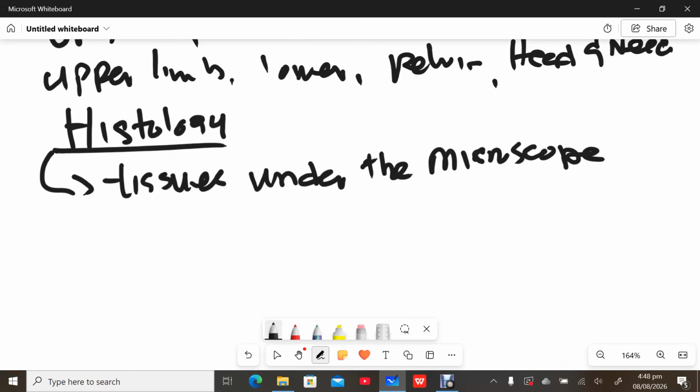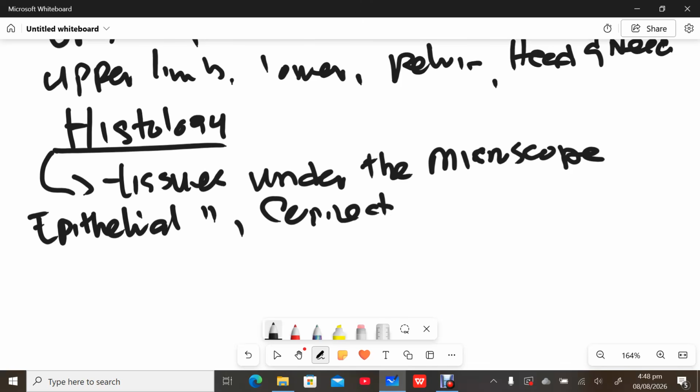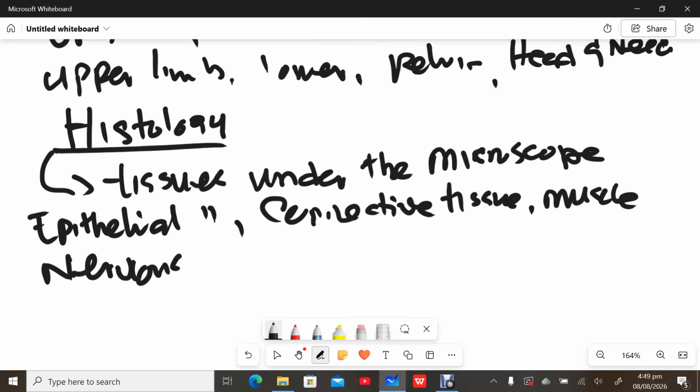Examples of the things that you should expect in histology: epithelial tissue, connective tissue, muscle tissue, and nervous tissue. All those tissues which can be seen under the microscope fall under histology.